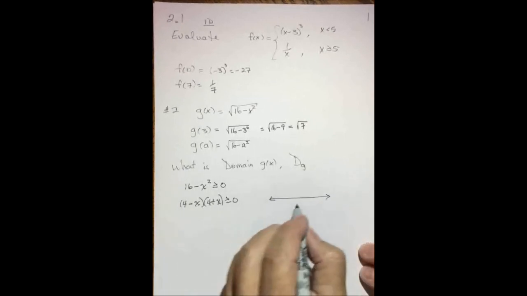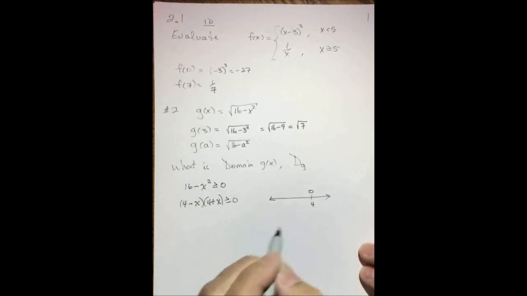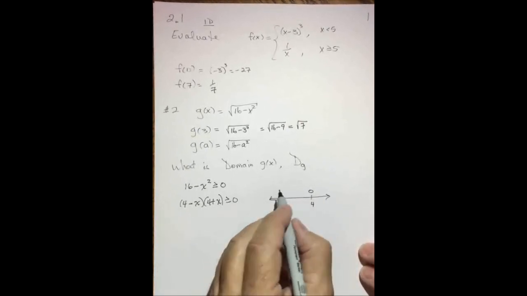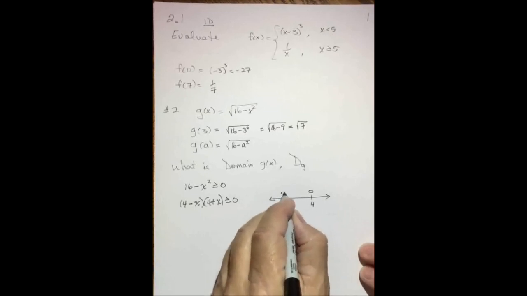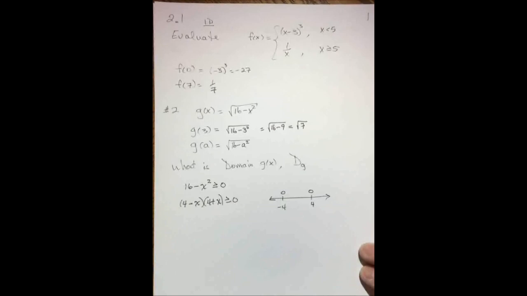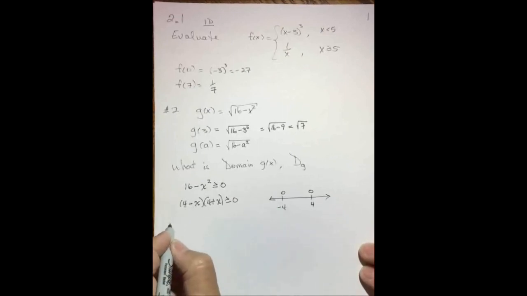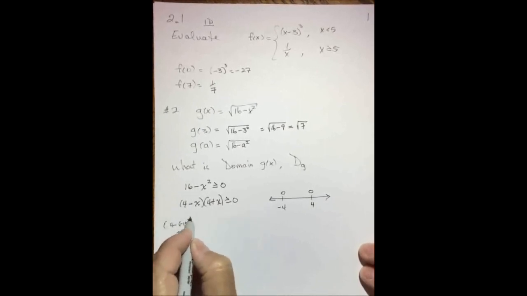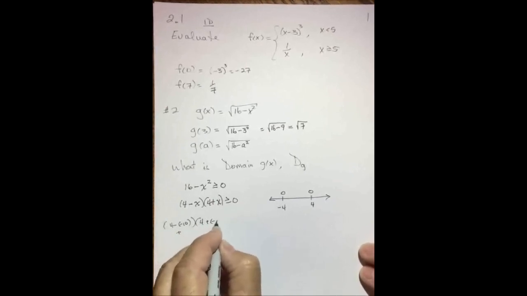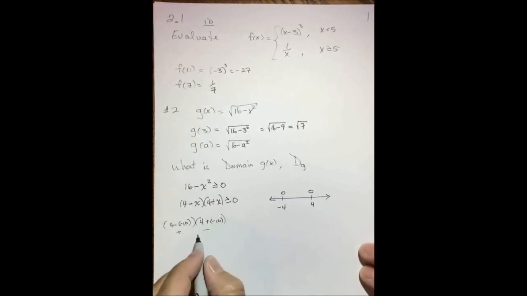Now, notice that when x is 4, that expression is 0. And when x is minus 4, that expression is 0. If you pick any other x value and plug into this expression, you'll get something that's not 0, either plus or minus. So let's pick a number. Let's pick minus 10. 4 minus a minus 10 is positive. Okay? And then this will be 4 plus a negative 10. That's negative, and the product is negative. So we'll just put a minus sign there.